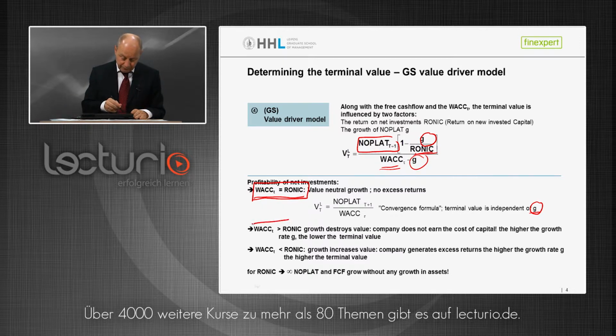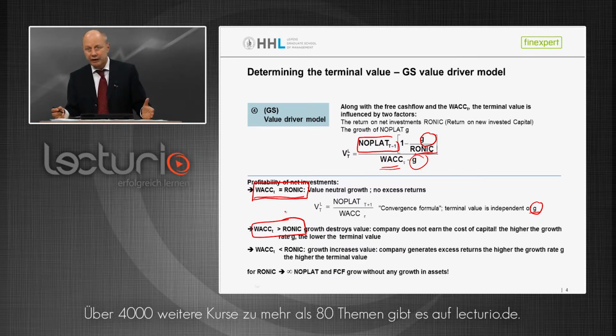Even worse, if WACC is greater than RONIC, then obviously our newly acquired assets carry a net present value that is smaller than 0. And then, of course, the impact of higher growth is obviously negative on the value, because the more we grow, the more money we burn, and the lower the value is.